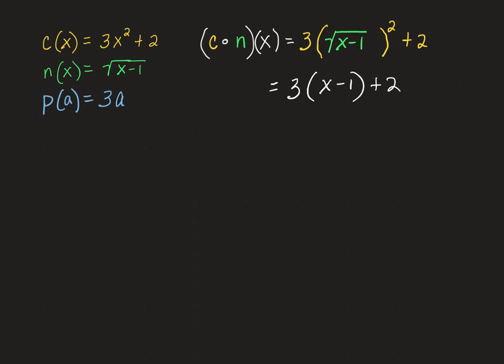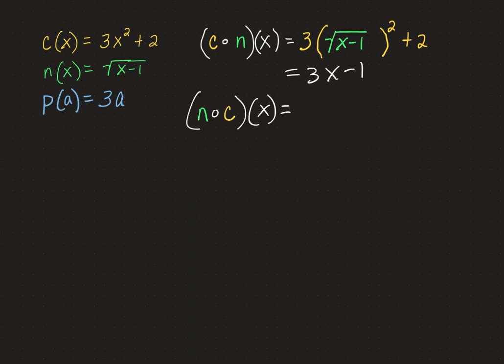Okay, and then I have to add the 2. Now I can distribute the 3, and my final answer is the function c of n of x is equal to 3x minus 1. Let me move this up here, and we'll work on another one.